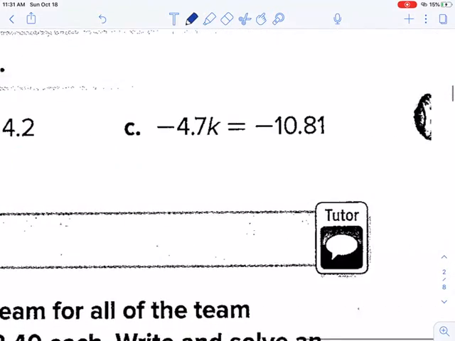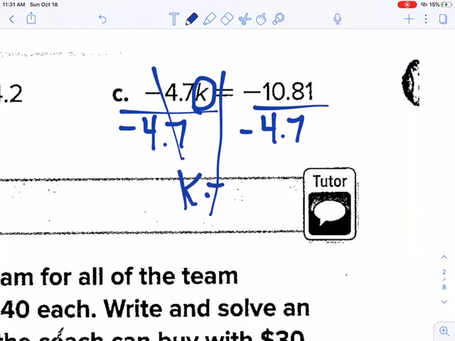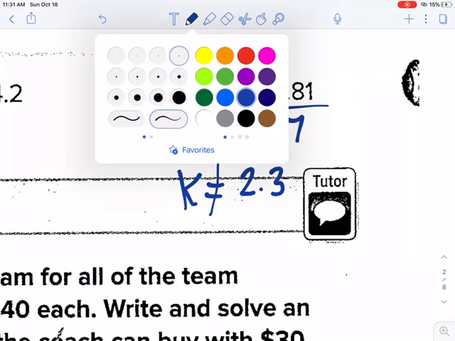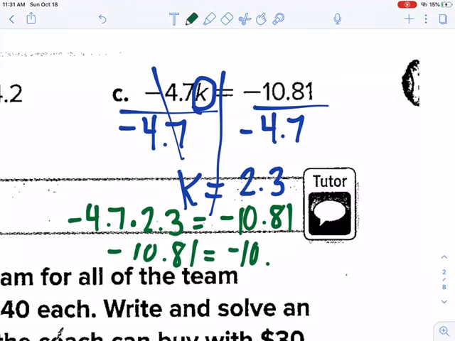All right, let's skip the letter C just because I wrote over part of B. We're going to solve for K. That means we have to divide by negative 4.7. That leaves us with K. Go and plug that into your calculator. And remember, a negative divided by a negative is a positive 2.3. So let's check that. You're going to do negative 4.7 times 2.3. Plug that in your calculator. See if you get negative 10.81. And you should. So you know you're balanced. Which means 2.3 is a good answer.